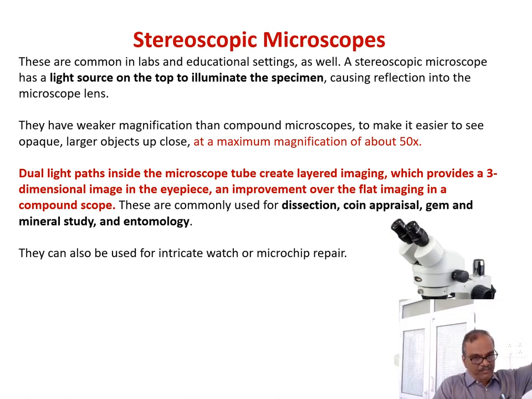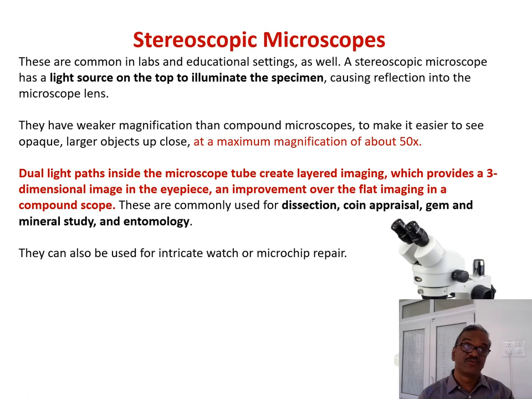So the light passes through the microscope tubes and creates the image, which provides a three-dimensional image, an improvement over the flat image found in the compound microscope. Okay. So where is it used? Generally the stage is at the top, am I right? In our common compound microscope. Here the stage is at the bottom. All the adjustments are at the top.